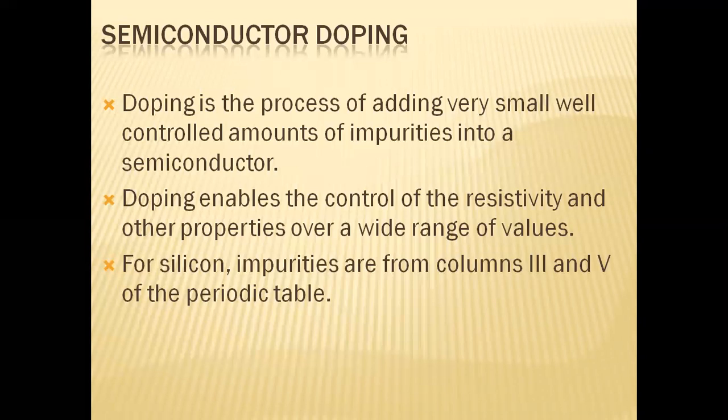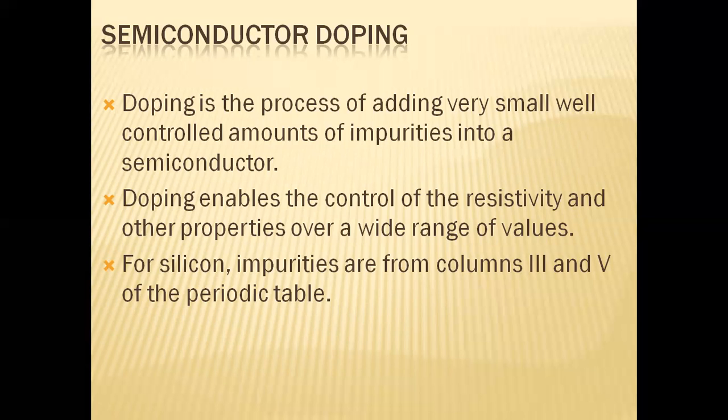Here the materials, either silicon or germanium, we are utilizing as a semiconductor. To change the electrical capability of the semiconductor, doping plays a major role. It is the process of adding very small amounts; even one atom by one atom can be added. That's why we call it very small, well-controlled amounts. It enables the control of resistivity and other properties over a wide range of values.